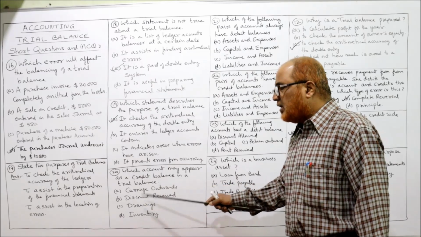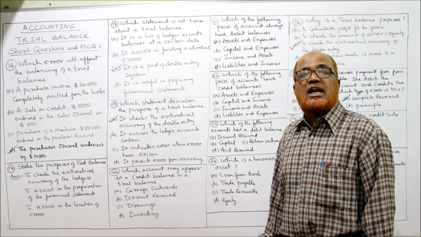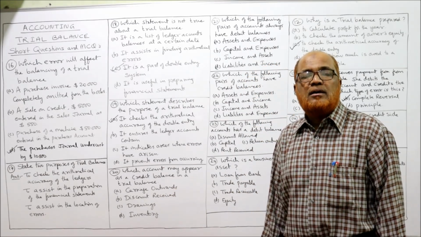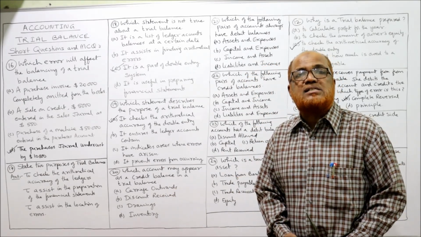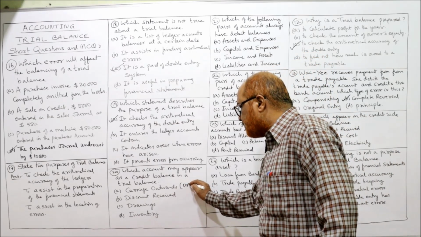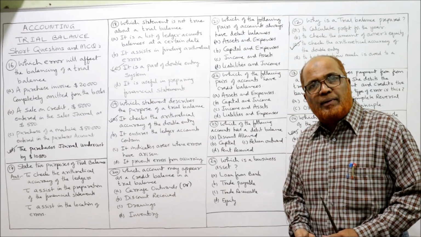Now 4 items are given. Which items will show credit balance? Now first of all, carriage outward. Carriage outward is an expense. And expense will show debit balance.